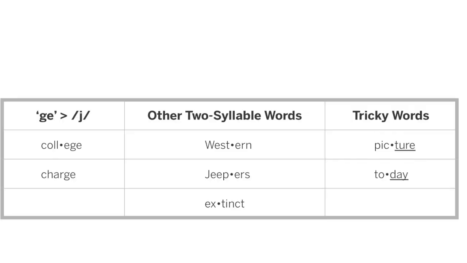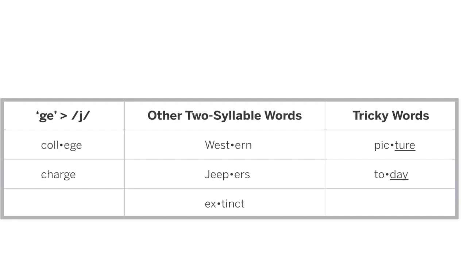Now, we're going to get ready to dive into our readers and read the next story. But before, I want to take a look at some of the words that will be in our readers. First, let's look at the words with the J sound, but the GE spelling. Finger on college. Finger on charge.